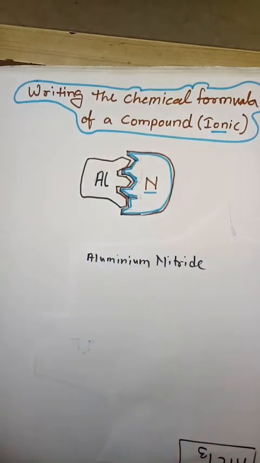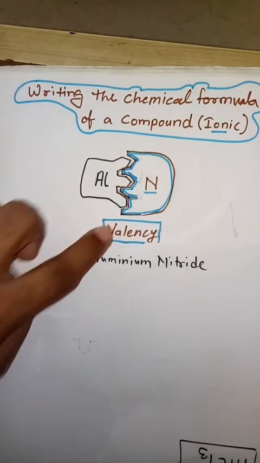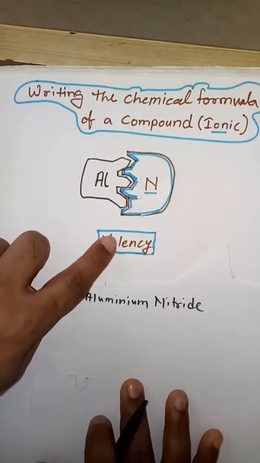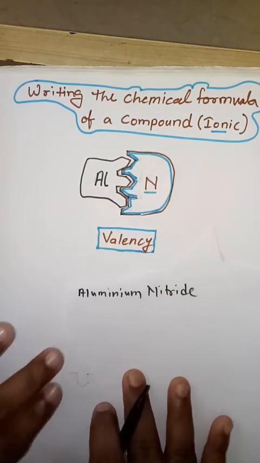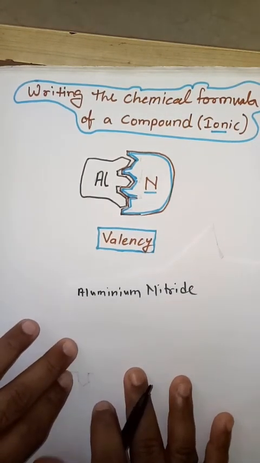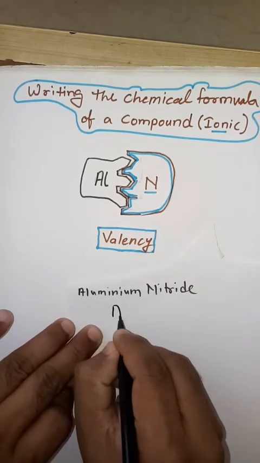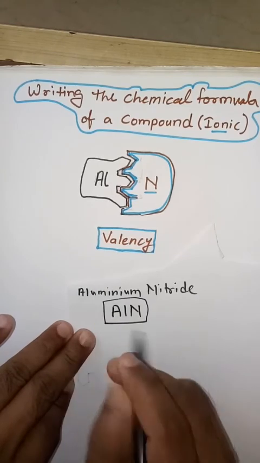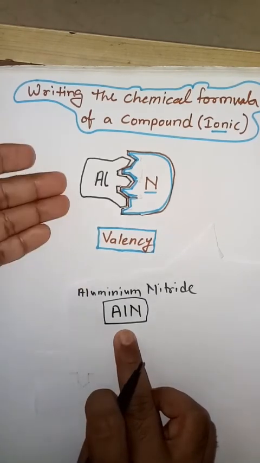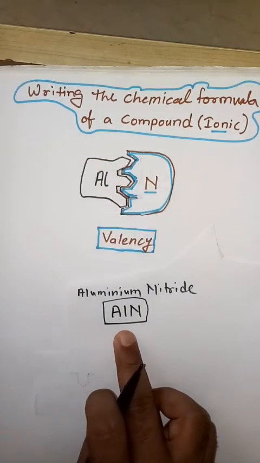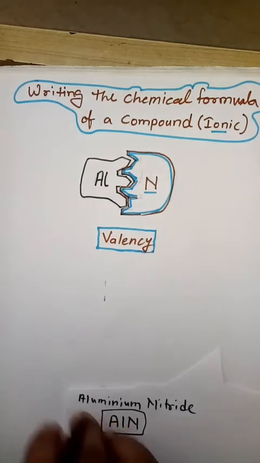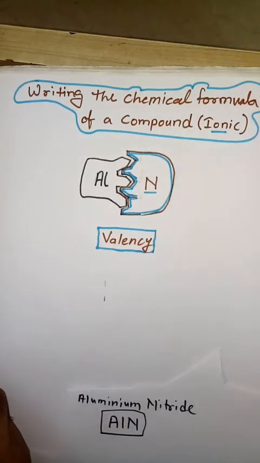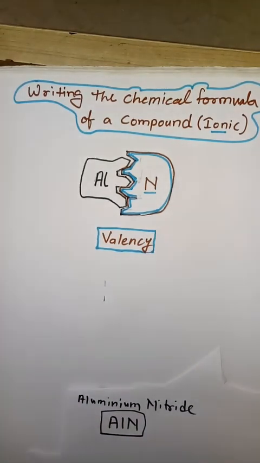So the formula is very simple. You have to know the valency of these two. The valency of aluminum is 3 and nitrogen is also 3. So that is why aluminum nitride is just AlN. This is the aluminum nitride formula which you get. You don't have to change anything. Okay, so let's take another example.